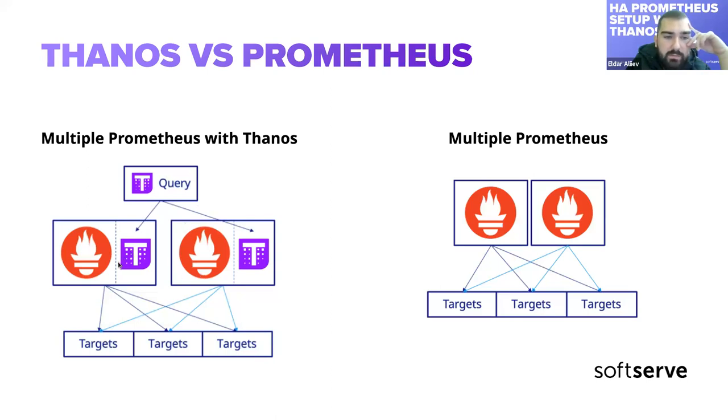And here you will also be able to store less data, because all the data will be transferred to the storage gateway, deduplicated, and stored in the object storage. So here you can configure your Prometheus to store just a portion of the data, for example, for 2 hours. The rest of the data will be stored in the object storage. So with this architecture, you will save storage and you will also save the costs for the storage.